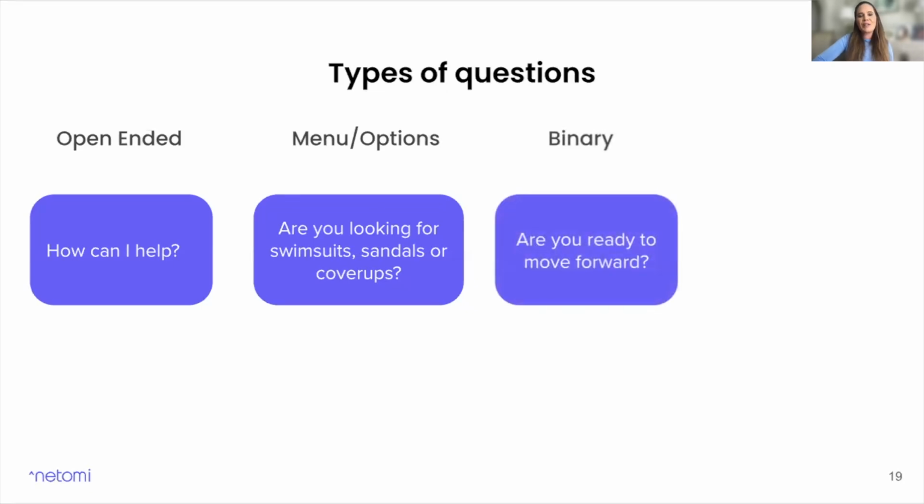Binary. These are yes or no type questions. These are good. It's really clear for virtual assistants to understand. However, if you use too many of these, that can get very robotic sounding. So if you're going to use binary questions, you really want to use them as part of a larger mix of question types.